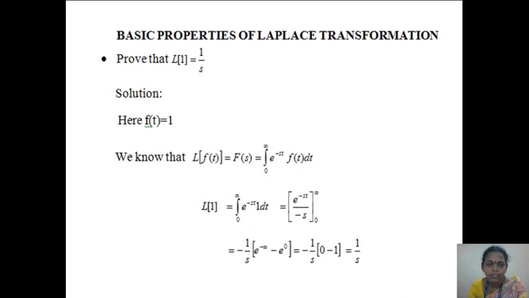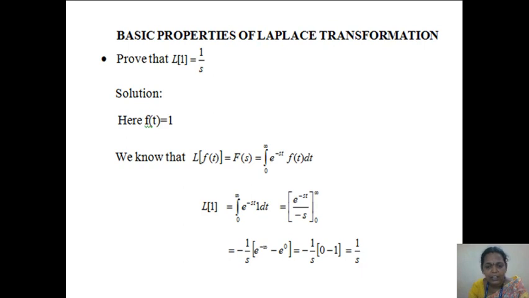Next, we see about basic properties of Laplace transformation. So the first result is L of 1 equal to 1 divided by s. So already we know that the Laplace transformation definition is L of f of t equal to F of s equal to integral over 0 to infinity e power minus st into f of t into dt. Here f of t value is 1. So substituting f of t equal to 1 in the Laplace definition, we get L of 1 is equal to integral over 0 to infinity e power minus st into 1 into dt.